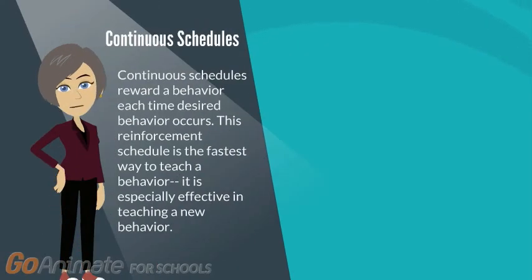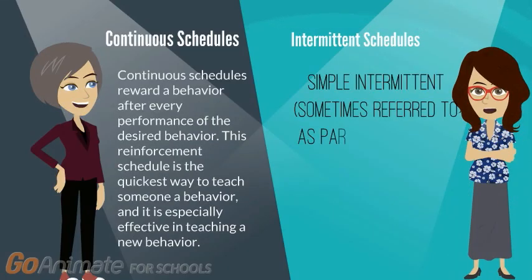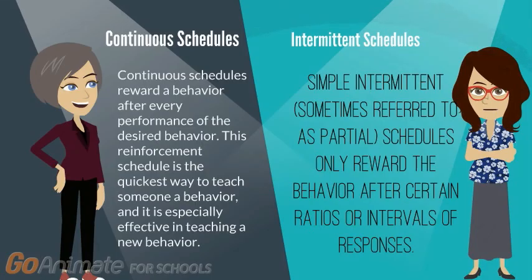A continuous schedule rewards a behavior every time the behavior is performed. This reinforcement schedule is the fastest way to teach someone a behavior, and it can be very effective in teaching a new behavior. Simple intermittent schedules, sometimes called partial schedules, only reward the behavior after a certain ratio or interval of responses.